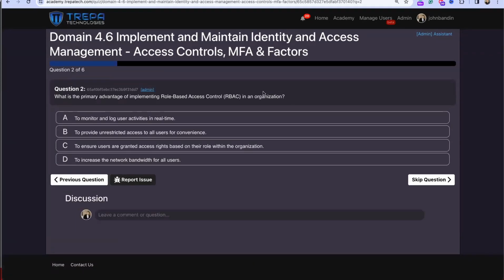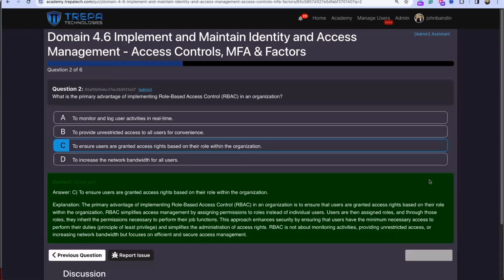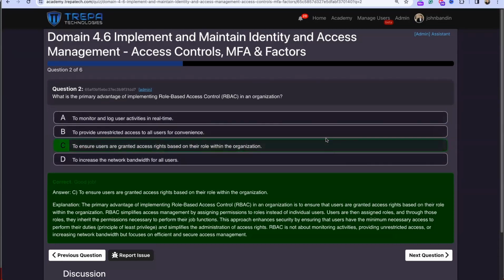Question 2. What is the primary advantage of implementing role-based access control in an organization? That's going to be C: to ensure users are granted access rights based on their role within the organization.